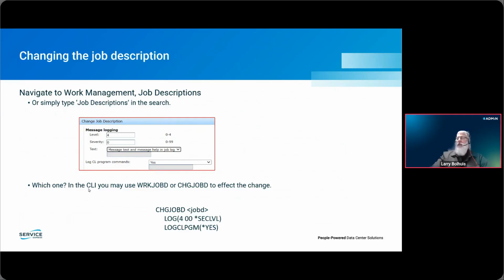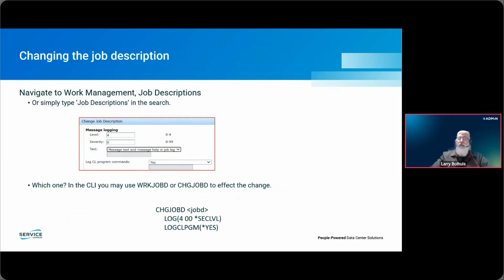In the command line, you can do WRKJOBD or CHGJOBD, and it looks like that. Again, the parameters are very consistent within change job D and change job. The log and the log CL program is exactly the same format.